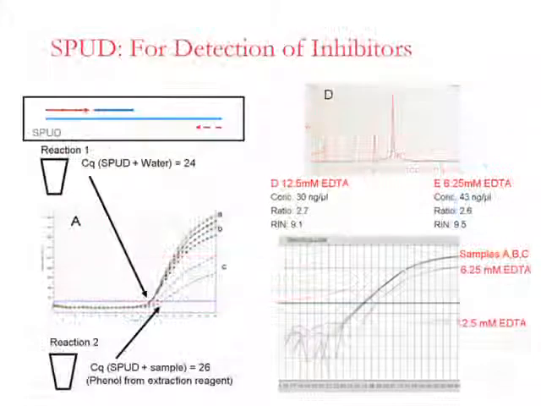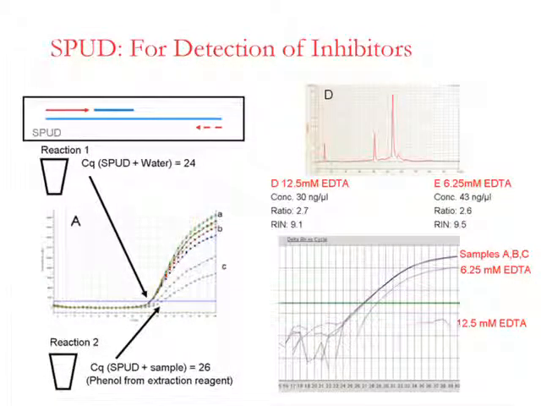qPCR data. There have been various methods described for the identification of inhibitors within a sample. One of these we refer to as the SPUD assay, and this has been published by Nolan et al. in Nature Protocols. The assay works by construction of an artificial template labeled the SPUD template. To this are directed two specific primers and optionally also a hydrolysis probe clearly within the location of those primers.